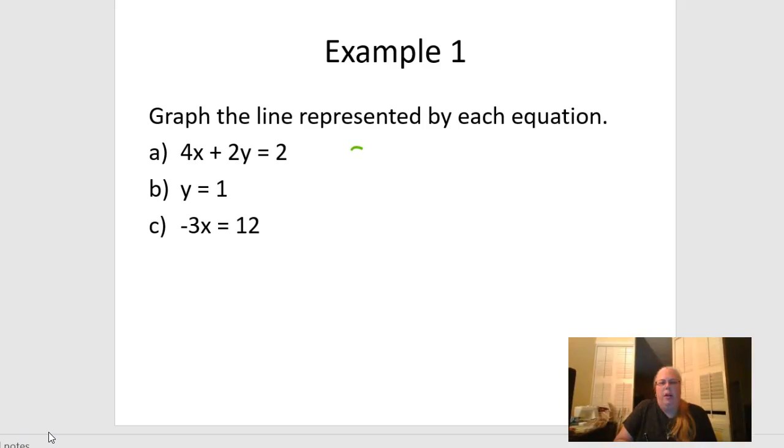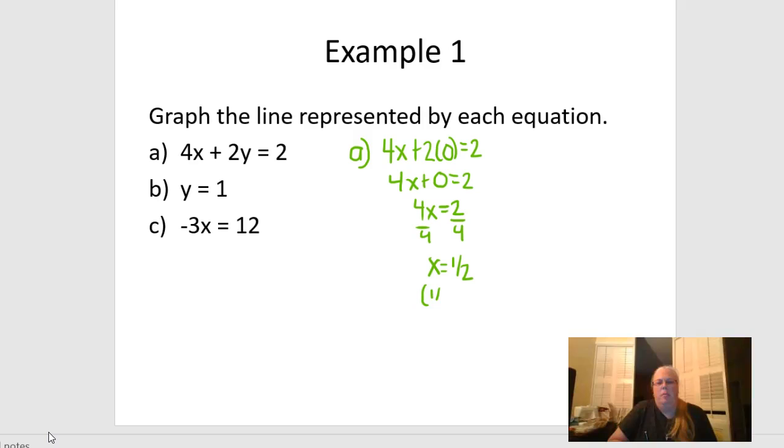The best way to graph part A is probably going to be to use the x and the y intercepts, because then we can graph those and then just draw the line in between them. To find the x-intercept, we need to put 0 in place of y, and then solve the remaining equation. We have 4x plus 0 equal to 2. 4x plus 0 is just going to give me 4x. And when I divide both sides by 4, I have x equal to a half. So the x-intercept is going to be at 1/2 and 0.